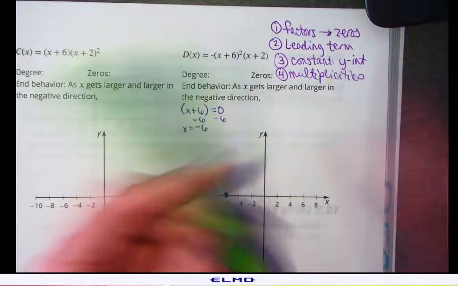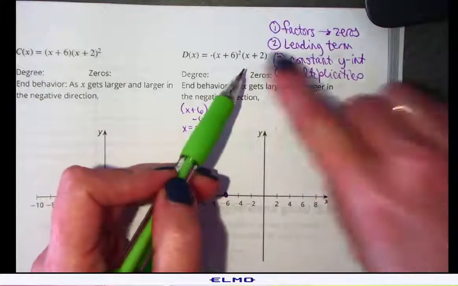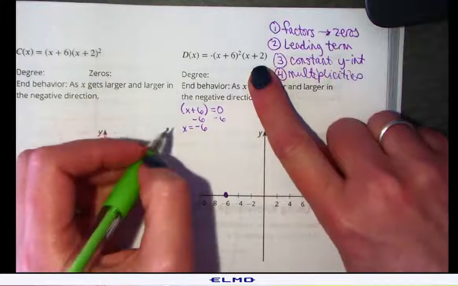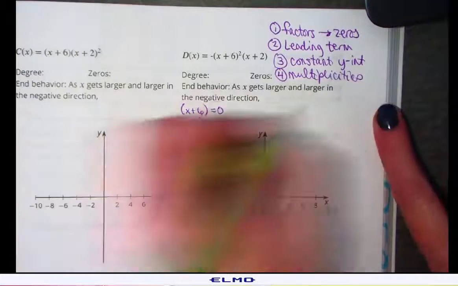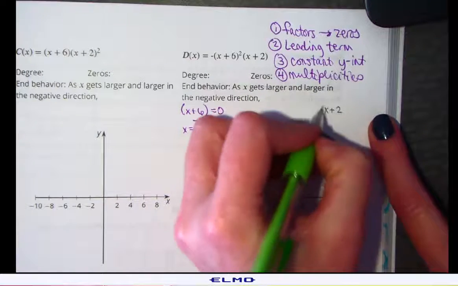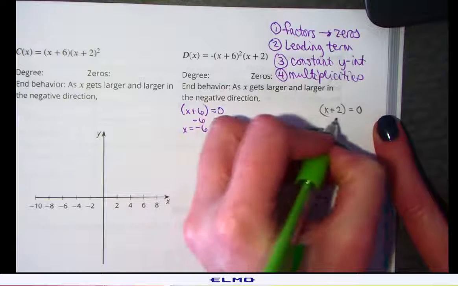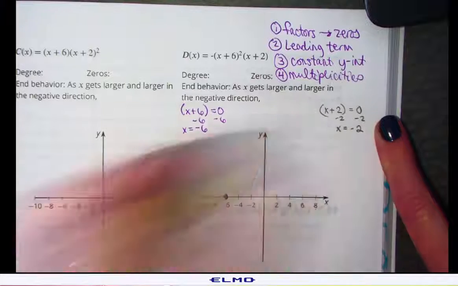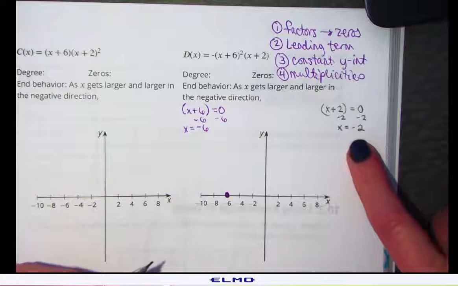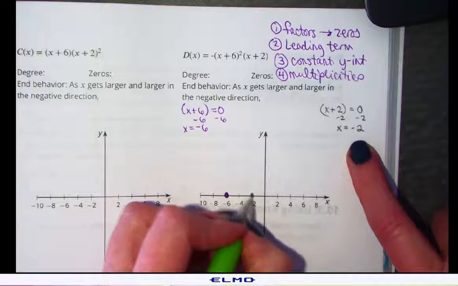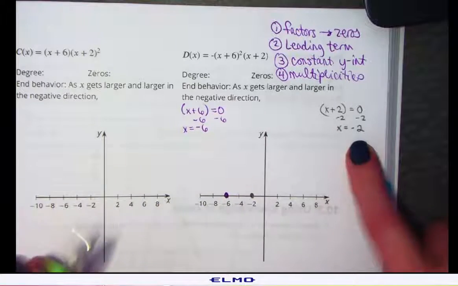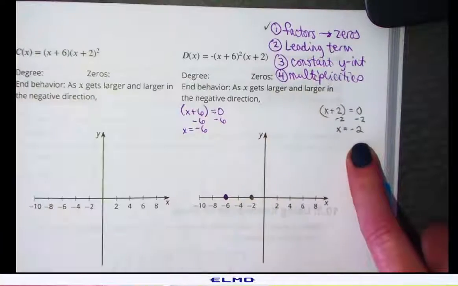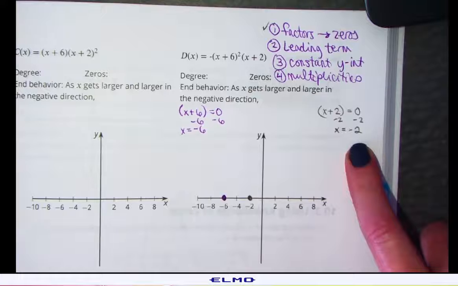One of our other zeros, in fact, we only have one other factor going on here, at x plus 2. So when that factor is set equal to 0 and we solve for x, we find that x equals -2. So we have turned both of our factors into zeros in that way.